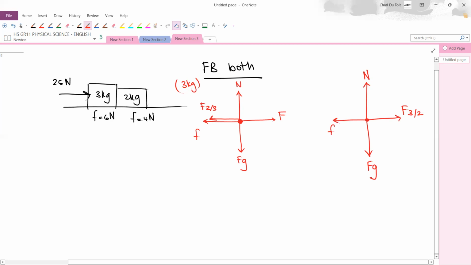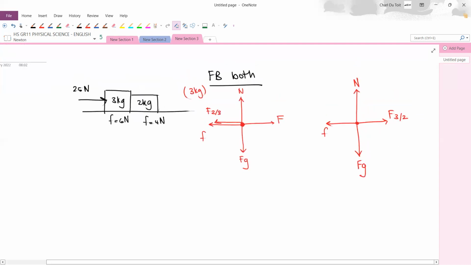Look at those free body diagrams. The 25 newton force is not exerted on the 2 kg block. The only force on the 2 kg block, besides weight, normal and friction, is the force that the 3 kg is exerting on the 2 kg. Do you want to screenshot that or make a note of that? Yeah, I made a note. Okay, good.